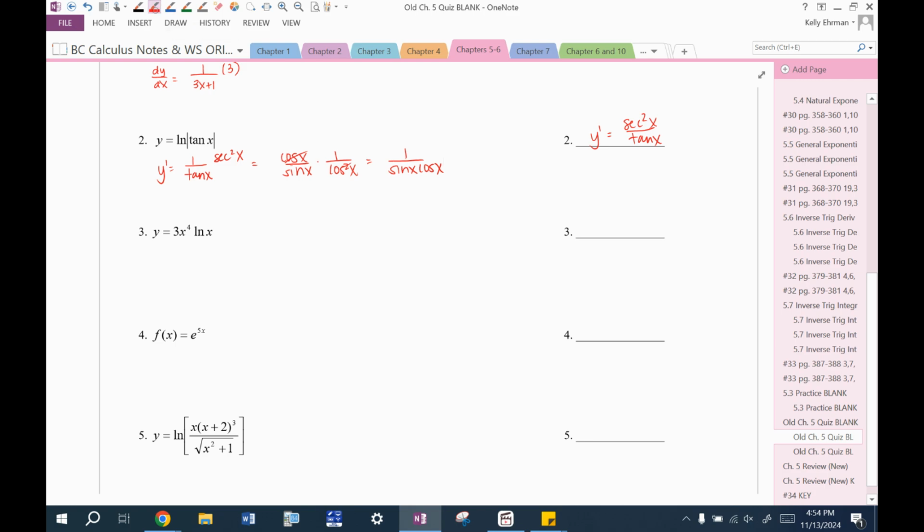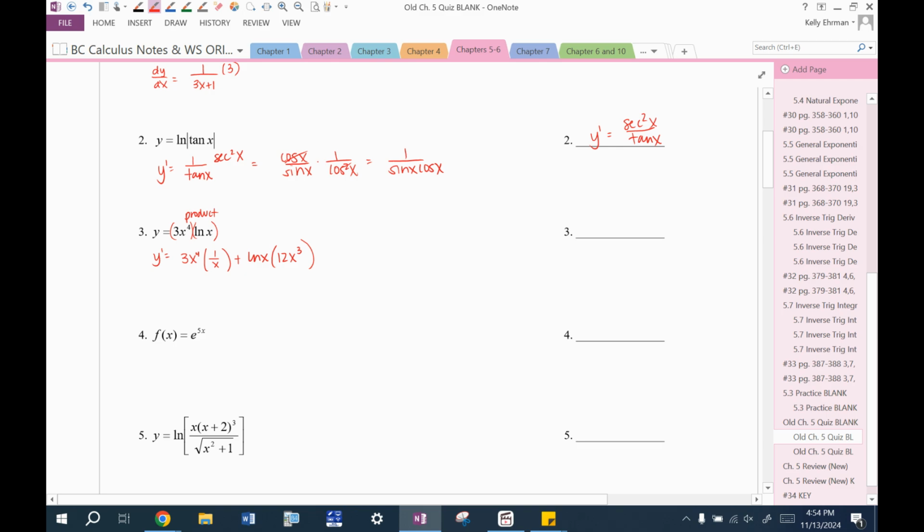For the next problem, we have a product here. So we have to remember to use product rule. So y prime will be first times derivative of the second plus second times derivative of the first.